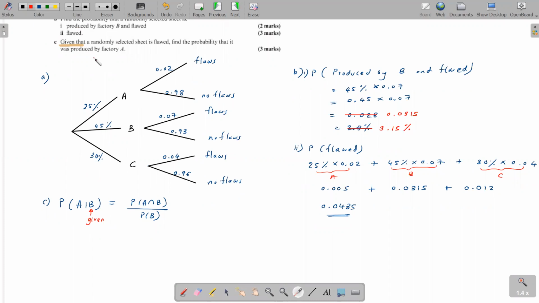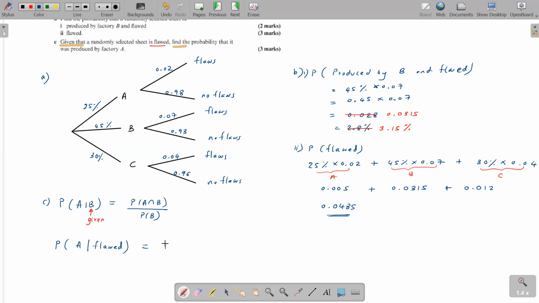So they say here, given that a randomly selected sheet is flawed. So the given is that it's flawed. Basically, guys, this event B is that it is flawed. Find the probability, that is what you need to find: the probability it was produced by factory A. So guys, when you're writing this, the finding part should come at the front: produced by factory A, given that it is flawed. Can you guys see how to write this? They have told you the particular product is flawed, and you have to find the probability that it is from factory A.